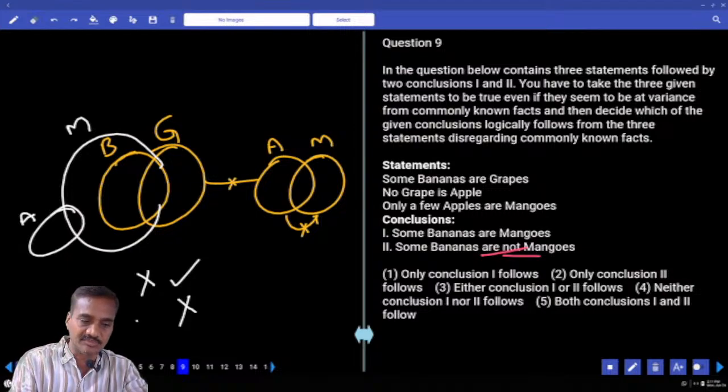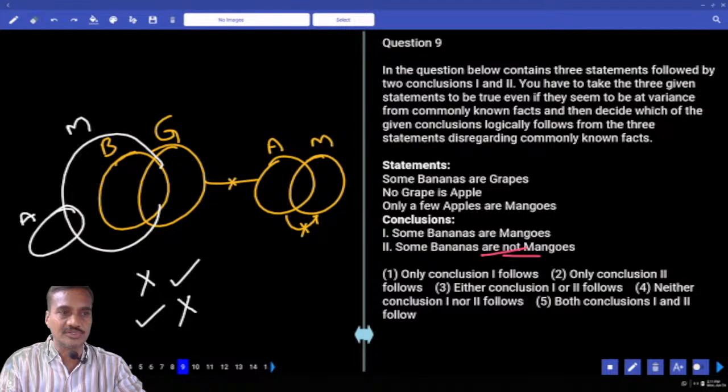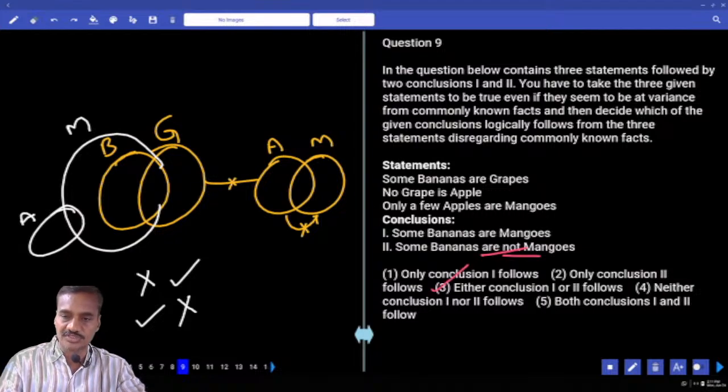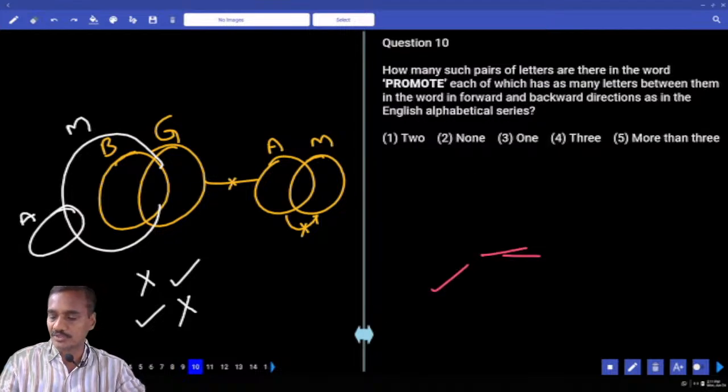Now some bananas are mangoes, now it has become true. Hence what is your answer? Either 1 or 2, choice 3, question number 9. Then coming to question number 10.